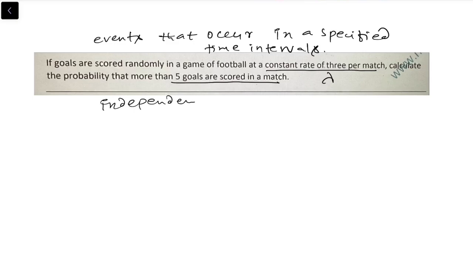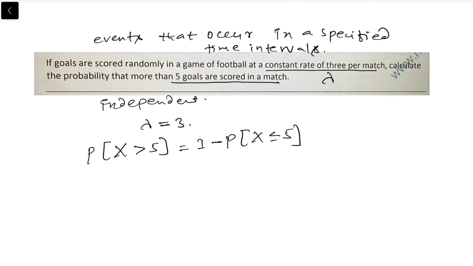Okay, so now this is very simple. The number of goals in a match can be modeled as a Poisson distribution with mean lambda equals 3, and then probability of x greater than 5. So we can write this as 1 minus probability x is less than or equal to 5. Now we need to calculate for each value of x. So x ranges from 0 to 5. There could be 0 goals, 1 goal, 2 goals, up to 5 goals. So we need to calculate this separately.